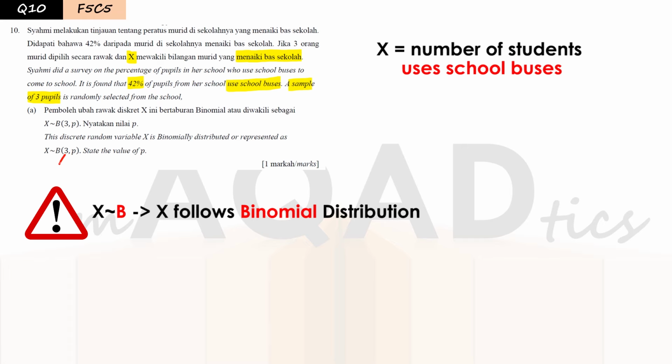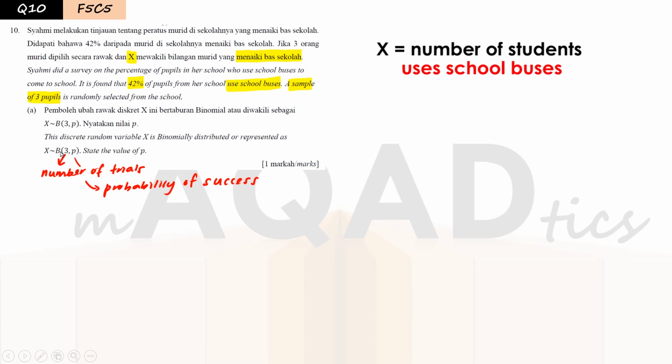Okay, so this 3 is actually the number of trials, meaning how many times the experiment is repeated. And P here is the probability of success. Now we need to figure out the value of P here. So what is the probability of success? Before we find P, let us recall binomial distribution.